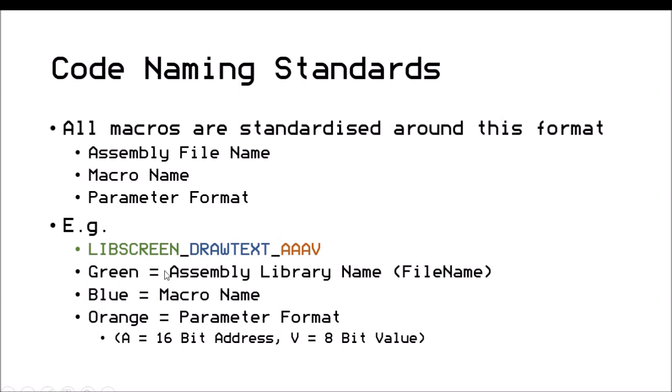So the green is the assembly name or the file name that's in the project, the blue is the macro name, and the orange is the parameter format. And like I say, A is for a 16-bit address and V is for an 8-bit value.